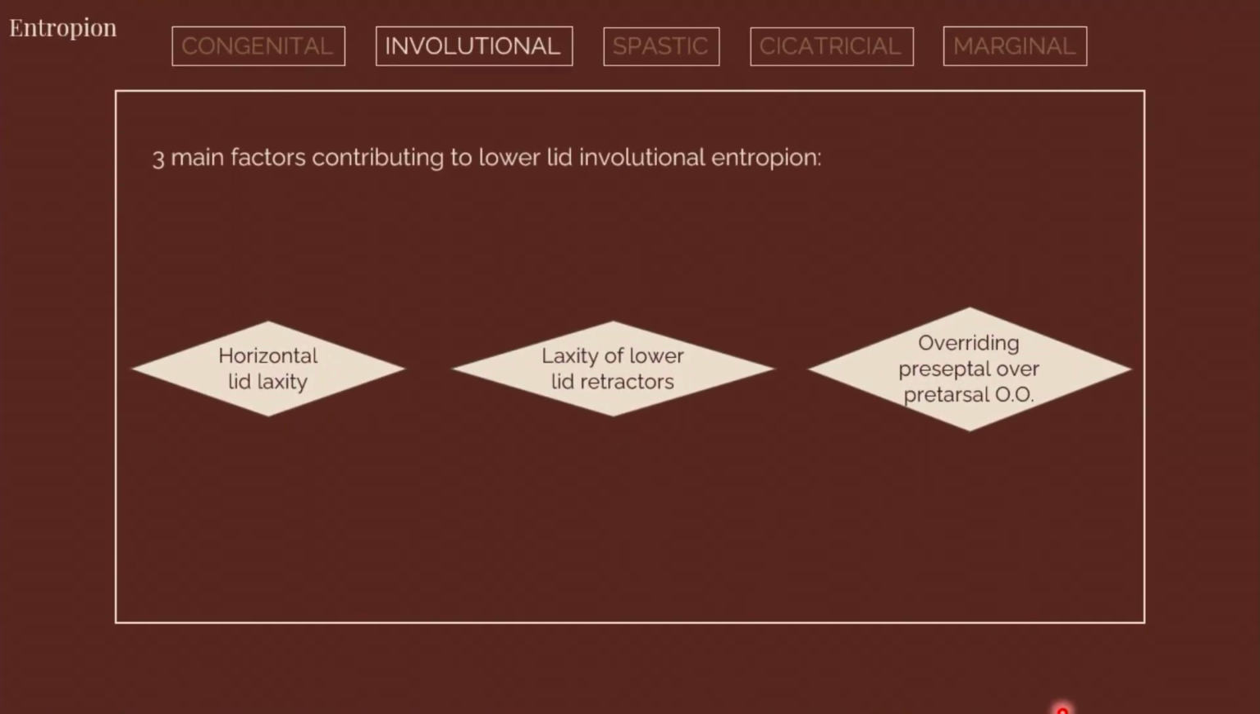Next, moving to involutional entropion. There are three main factors: horizontal lid laxity, laxity of the lower lid retractors, and also the overriding of the preseptal over the pretarsal orbicularis oculi. The lower lid retractors' main function is to tug on the inferior tarsal plate, and this prevents the inward turning of the lower lid. So when there is laxity of these lower lid retractors, there can be entropion. This horizontal lid laxity basically pushes the eyelid away from the globe.